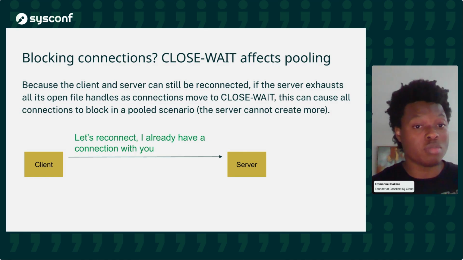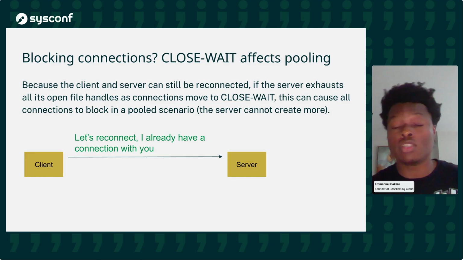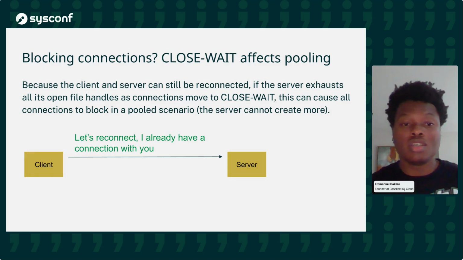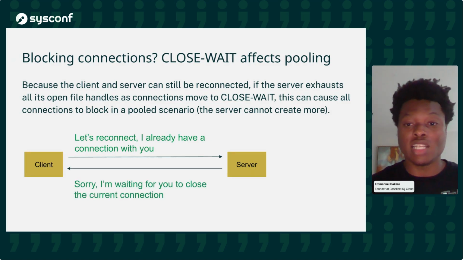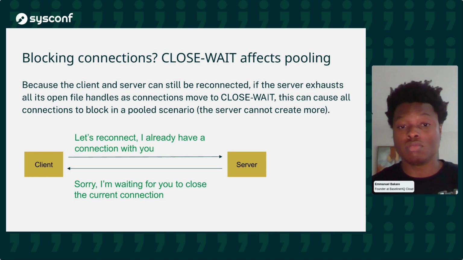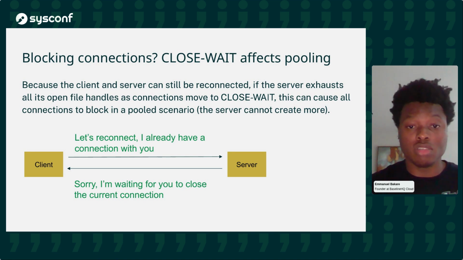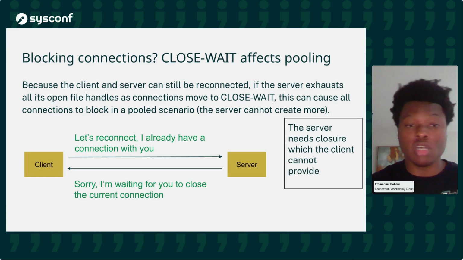And here's another simple diagram. If the client is like, okay, fine, it even wants to reconnect after those 2,000 requests went through, it is not really possible because the client is like, I already have a connection with you, I guess, in the past, and there's nothing I can do. It needs closure, and the client can provide it.